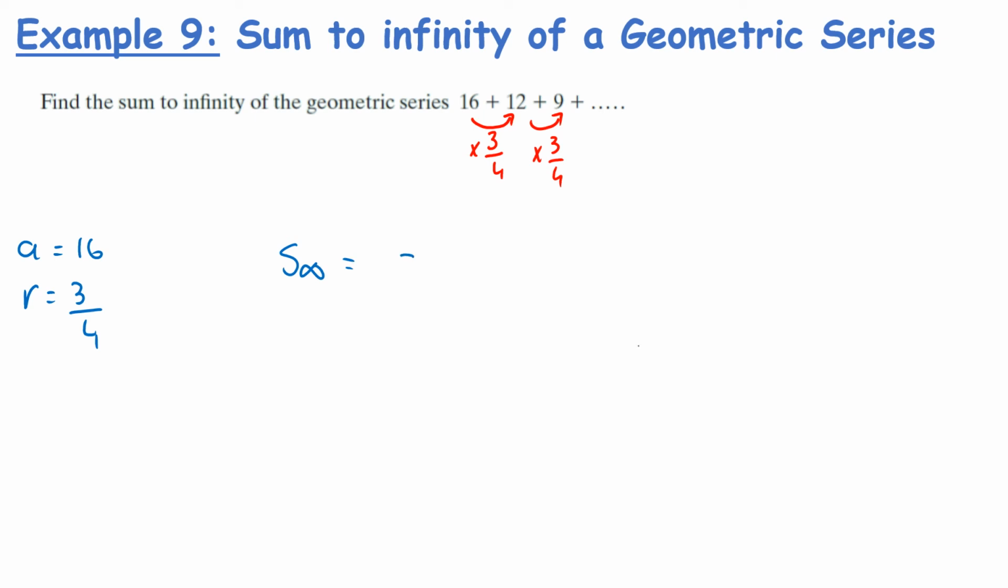So the sum to infinity is a all over 1 minus r, and that is 16 all over 1 minus 3/4. And you can see here now why if this piece, the r, was bigger than 1, we'd get a negative down there, so it wouldn't make sense. So here we have 16 divided by 1 minus 3/4, which is a quarter. Dividing by a fraction, we can instead multiply by the reciprocal, and that gives us 64. So if that kept going forever and ever, all the numbers would add to 64.